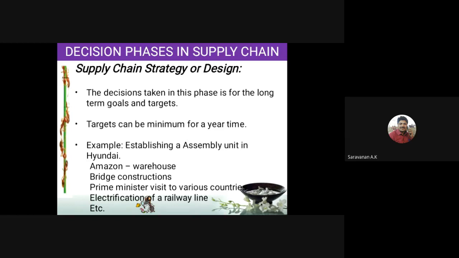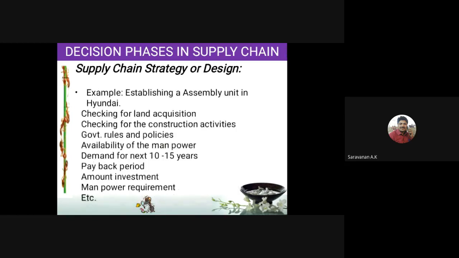The first example is establishing an assembly unit in Hyundai. Suppose Hyundai car sales are very high, so Hyundai wants to expand its factory.